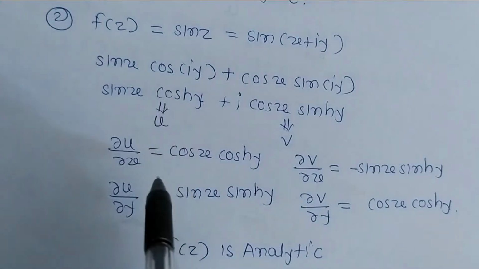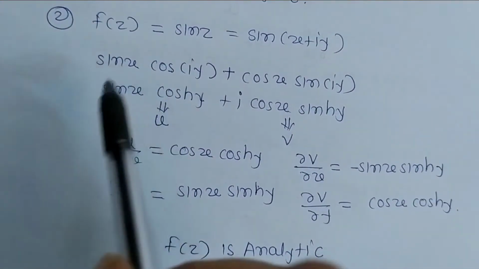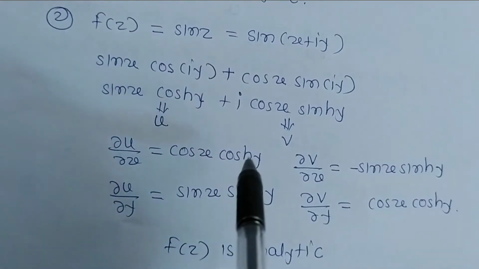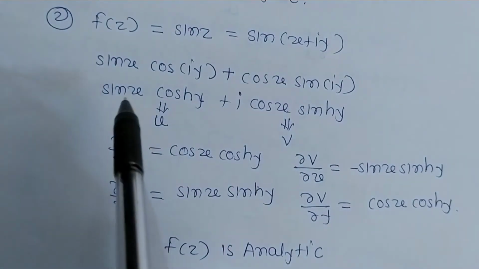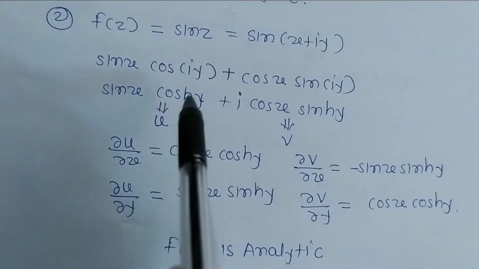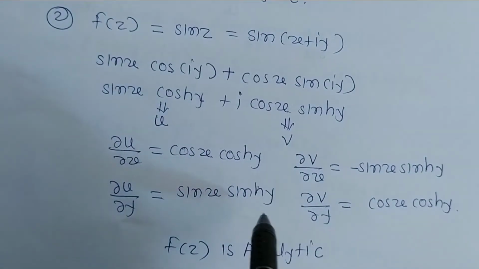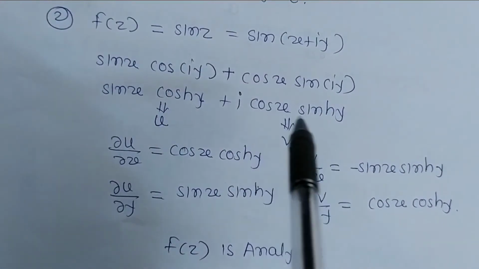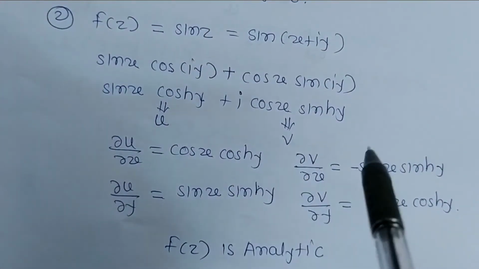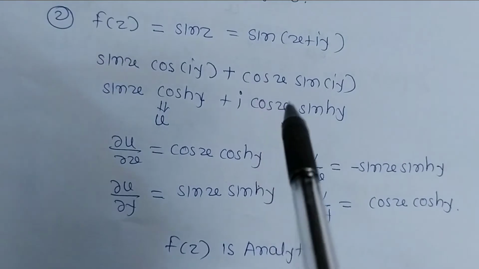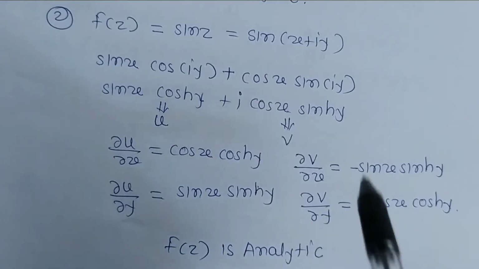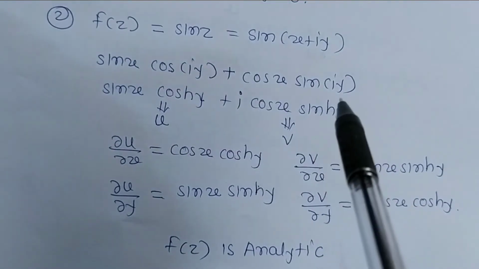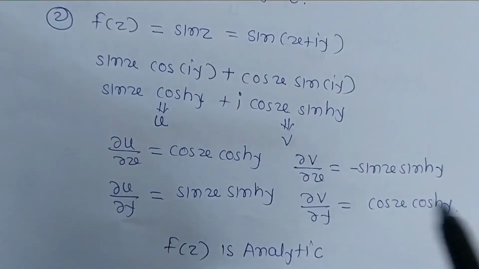So dou u by dou x, that is derivative of sin x is cos x, and cosh y. And dou u by dou y is sin x and derivative of cosh y is sinh y. Okay. So here dou v by dou x, that is derivative of cos x is minus sin x, sinh y, and dou v by dou y, that is cos x into derivative of sinh y is cosh y.